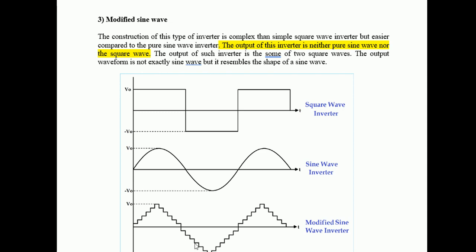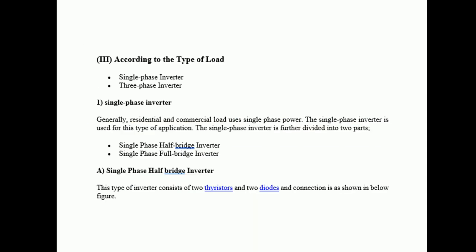Again, a modified sine wave inverter is better than a square wave inverter. So if we are not able to get a sine wave, then we try to get a modified sine wave, so that it will have fewer harmonics.